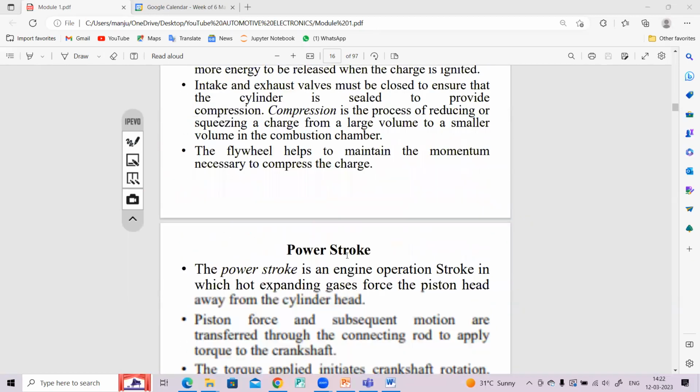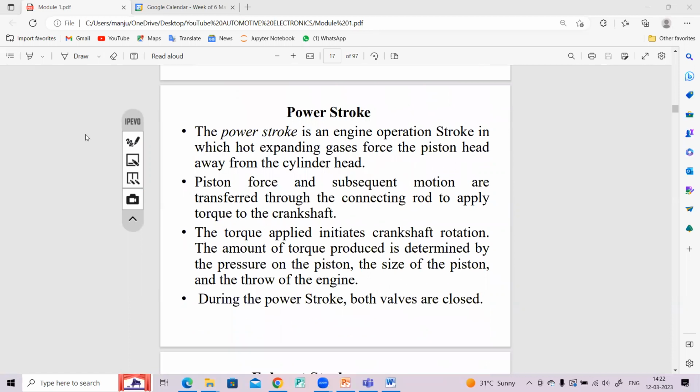Then if you go with the power stroke, in the power stroke the hot expanding gases force the piston head away from the cylinder head, and the piston force and the subsequent motion are transferred through the connecting rod to apply torque to the crankshaft. The amount of power produced is determined by the pressure on the piston and the size of the piston in the engine, and during the power stroke both valves are closed.